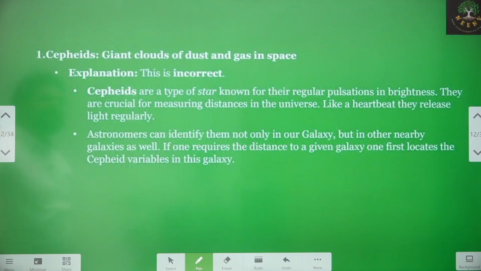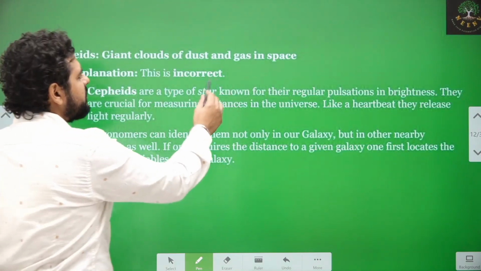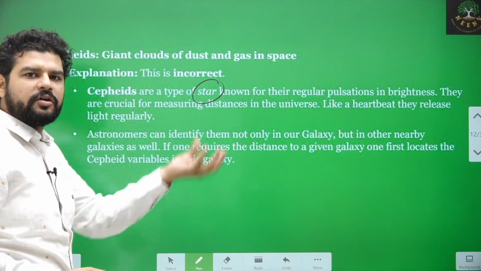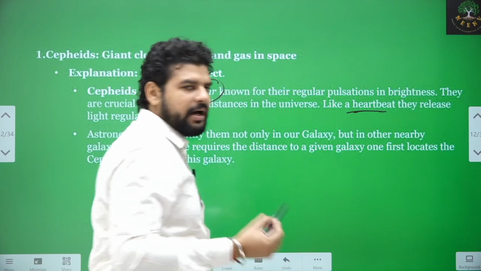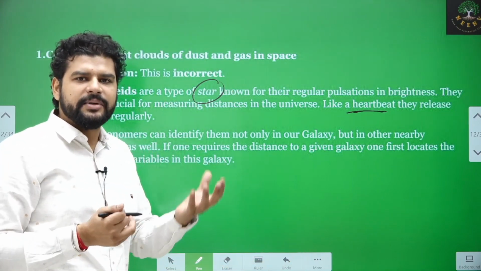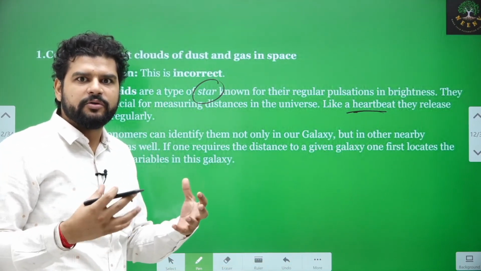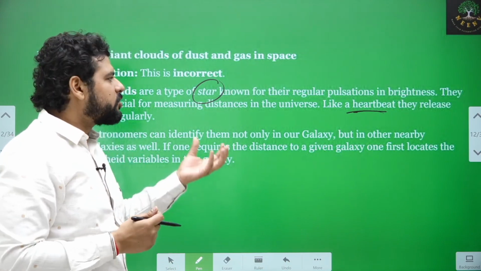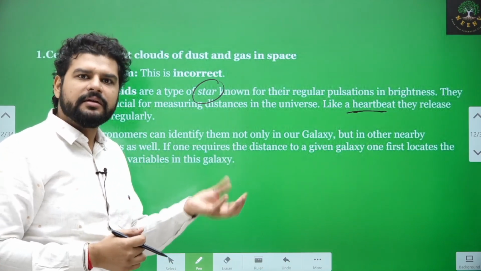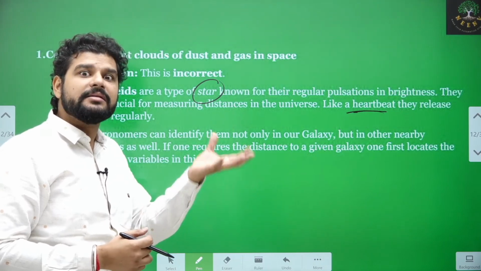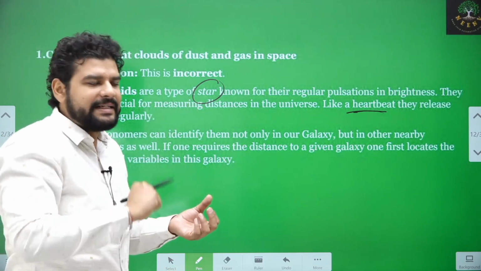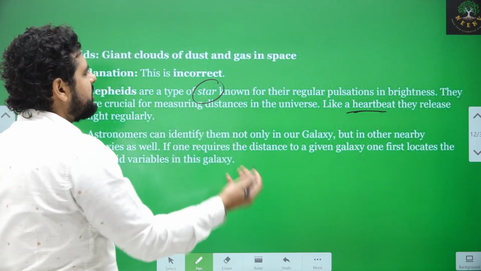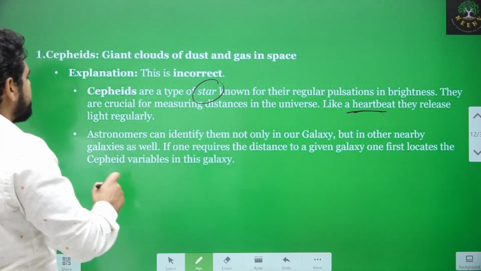Now Cepheids are a type of star which give regular bursts of light, like a heartbeat. Our heart beats, right, 60 beats per minute. If you're running, it goes up to 120, 150, 180. So a heartbeat has a pulse. Similarly, these stars have a pulse, but in that pulse, they don't pump blood. They release light. So these stars release light in pulses.